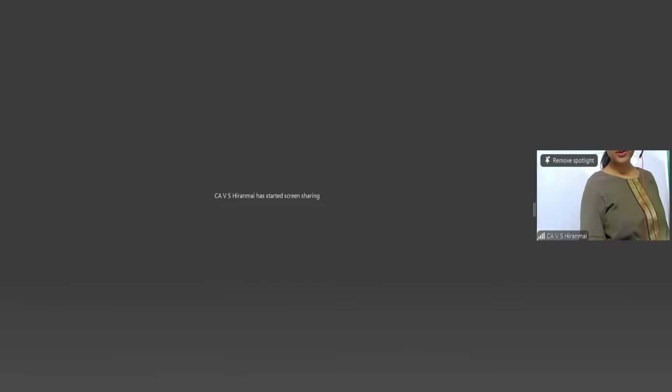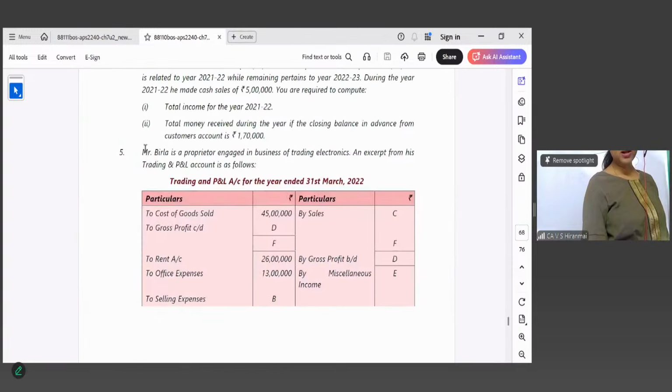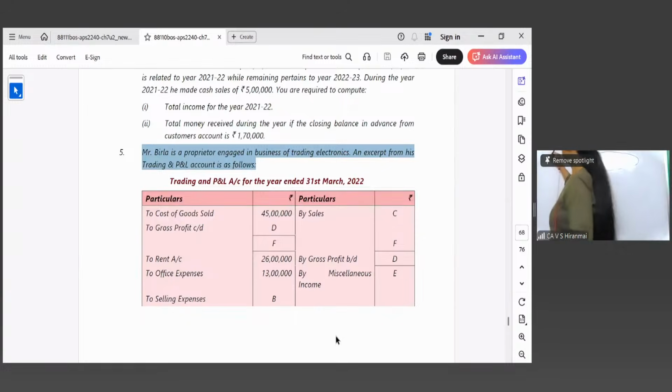Now the next one, the practical question number 5. A very easy question. All of you please see here. Mr. Birla is a proprietor engaged in the business of trading electronics. So he has given you the trading and P&L account for the year ended. His trading and P&L account looks like this.